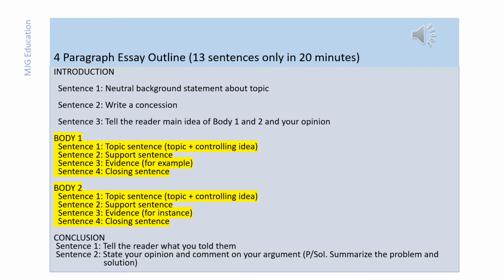The first sentence is a topic sentence, which is a topic and a controlling idea. The second sentence is a support sentence that supports the controlling idea in the topic sentence. The third sentence is evidence, some kind of example. And then you have a closing sentence. Each line of the body paragraphs will be explained in the upcoming slides.